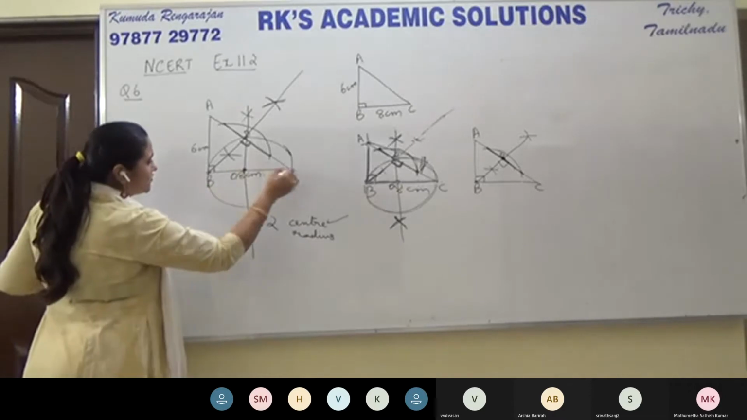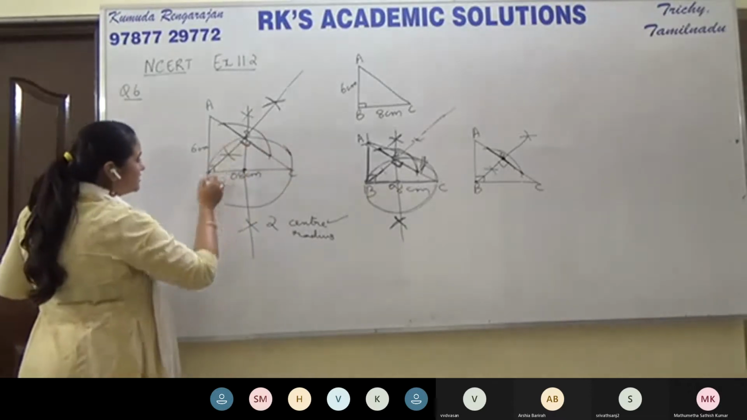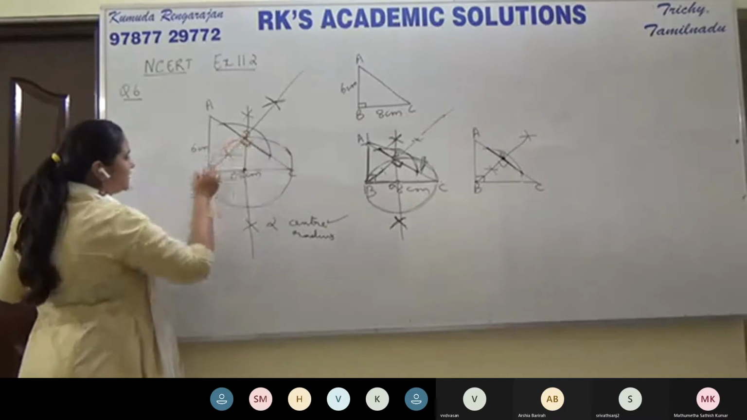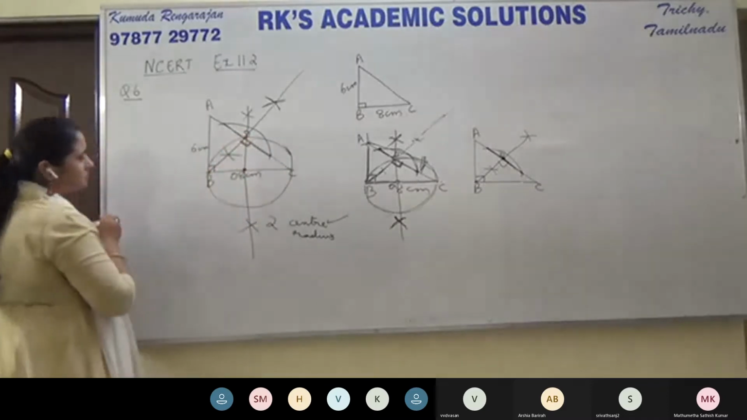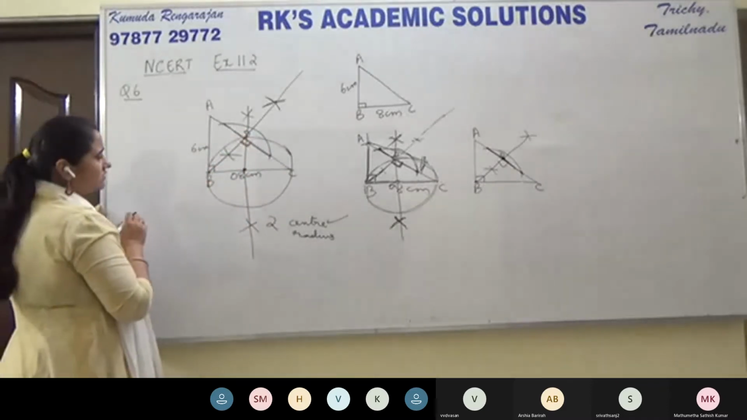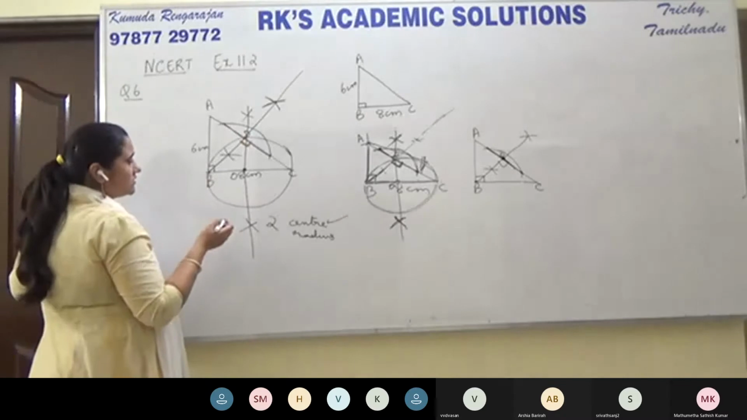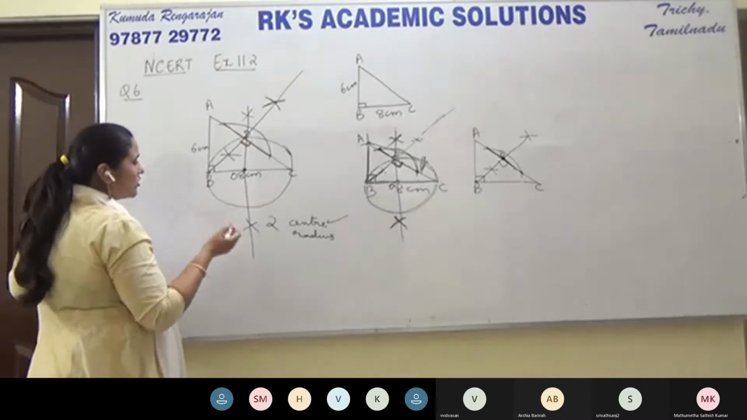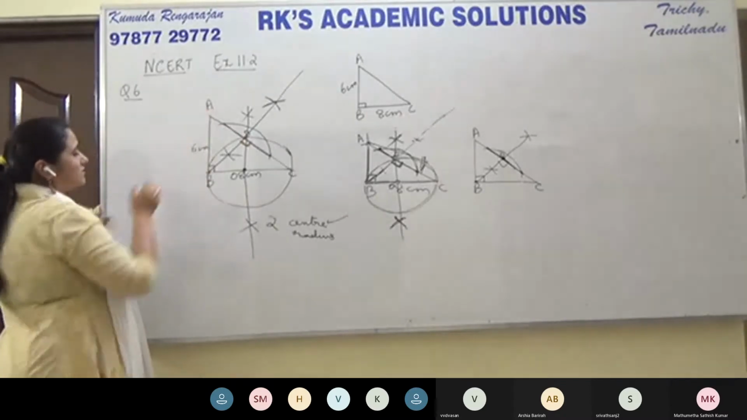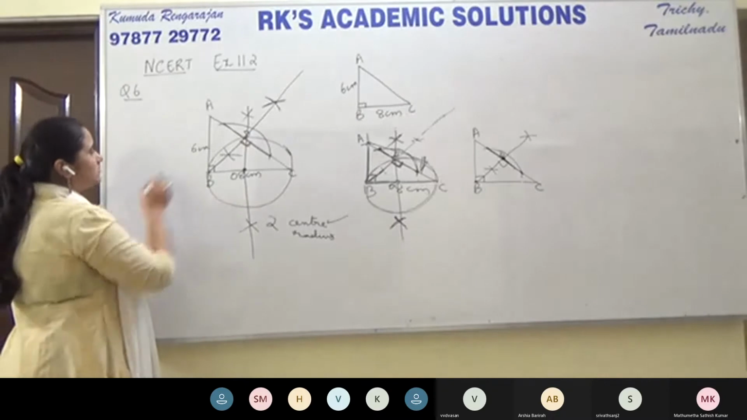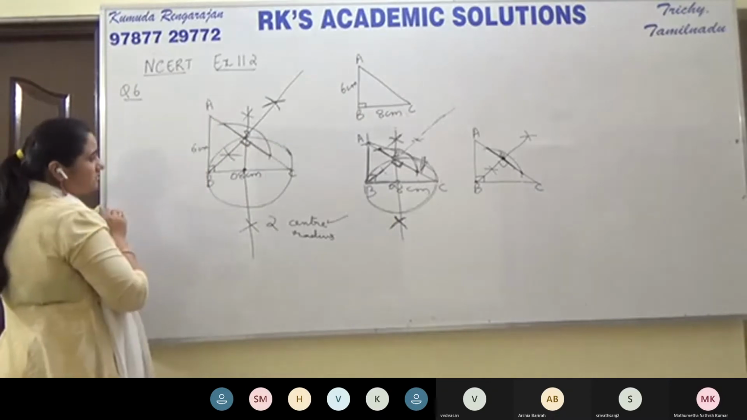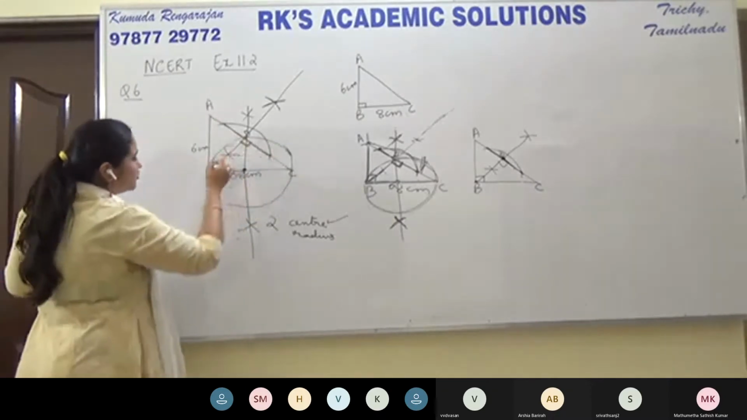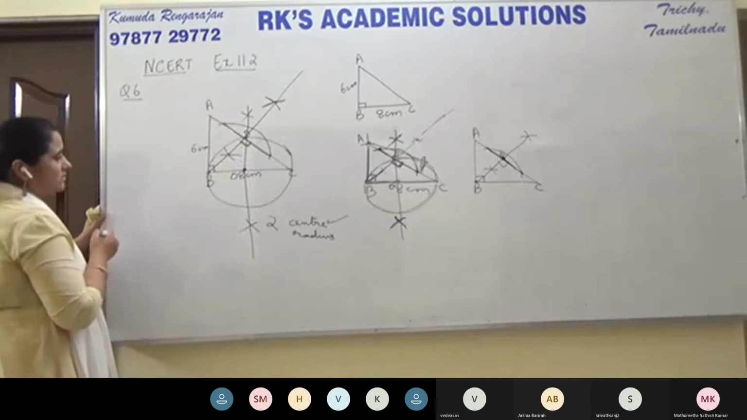Now with O as center and OC as radius, draw the circle, and the circle will pass through B, C and D. So we do the circle. Next, we have to draw tangents from A to the circle which we just drew passing through B, C and D.